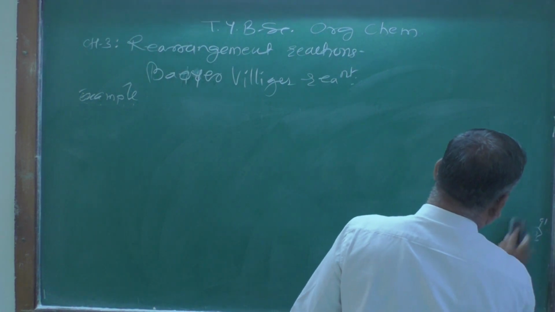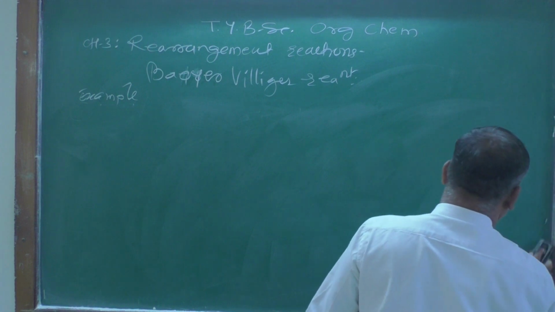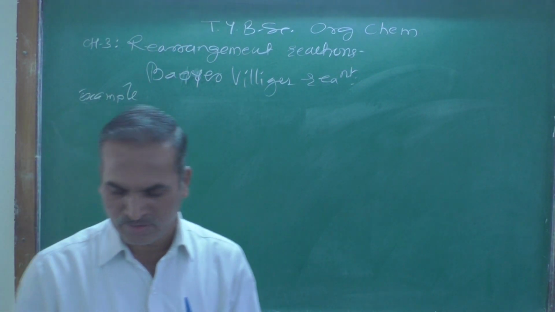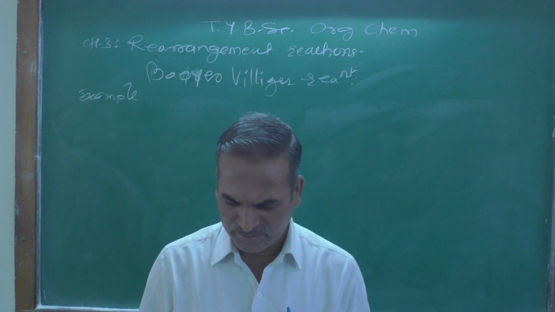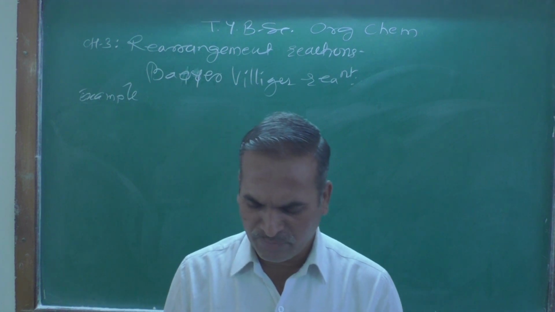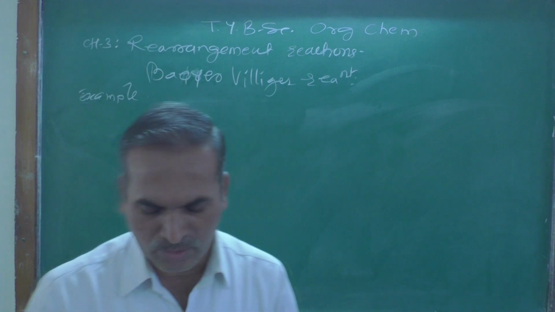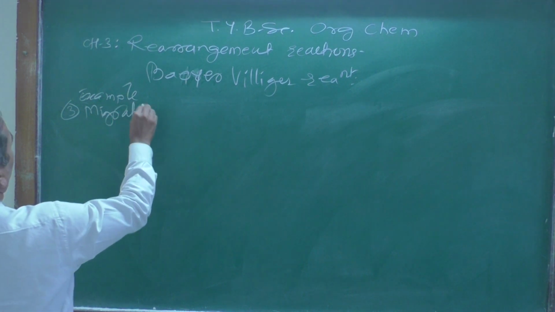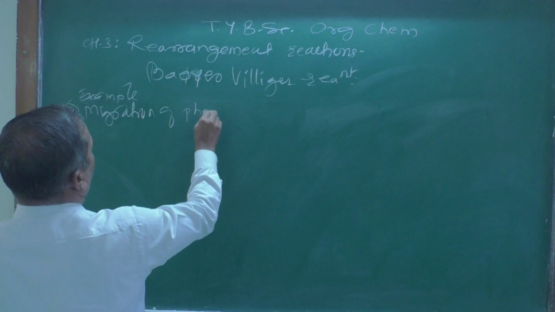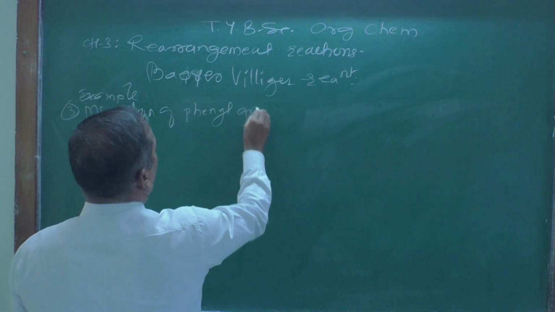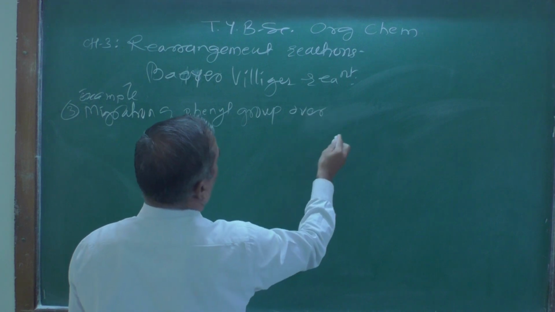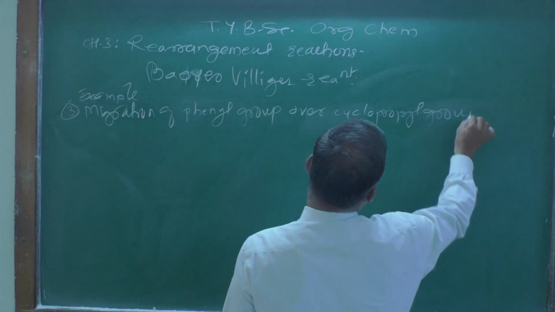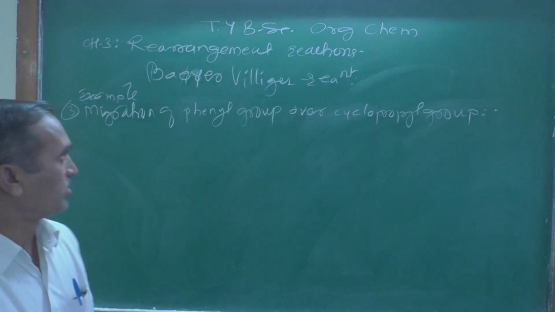Before that, let me clean the board, and now let's have a look at the third example, that is migration of phenyl group over cyclopropyl group. Third example: migration of phenyl group or cyclopropyl group. That's the point of discussion.